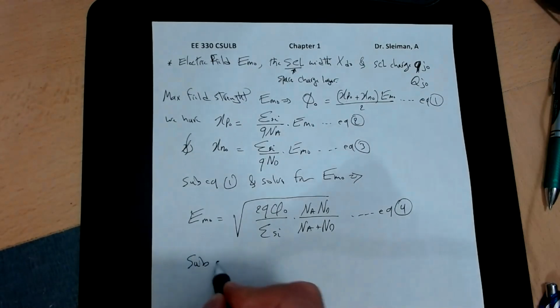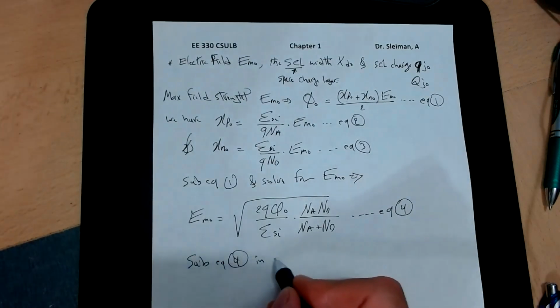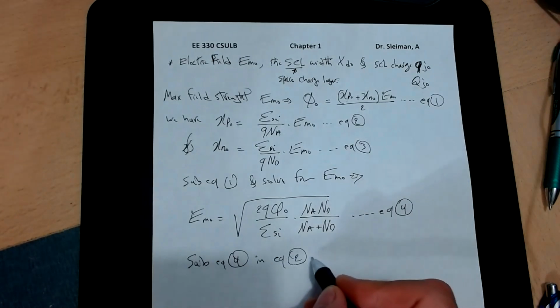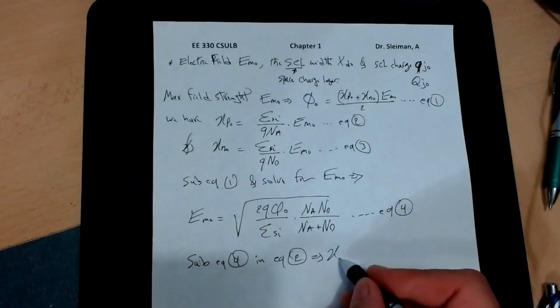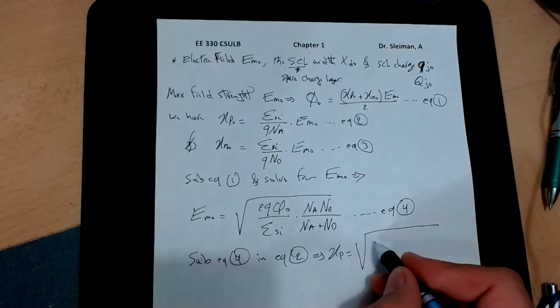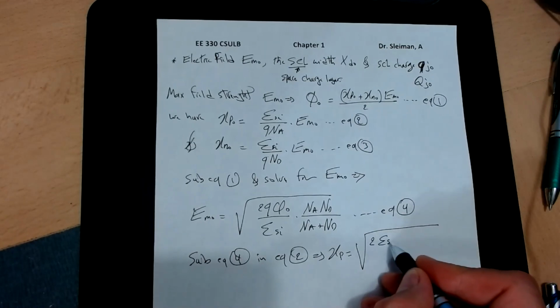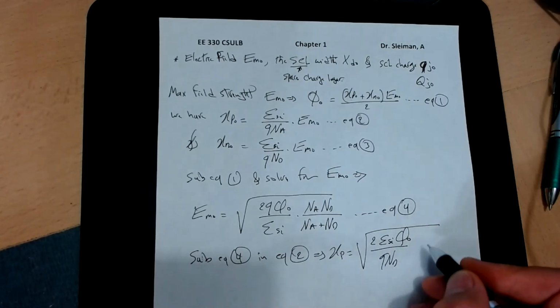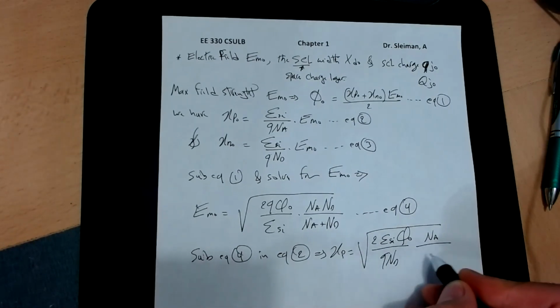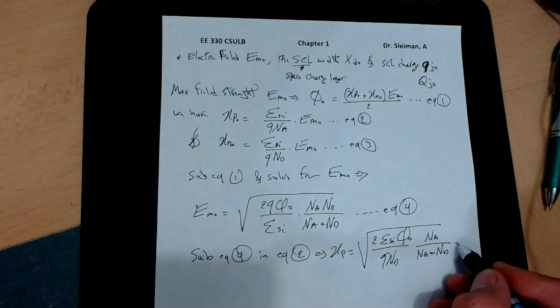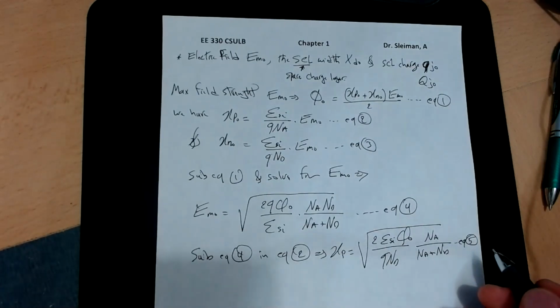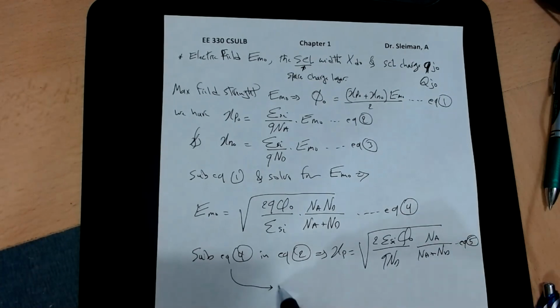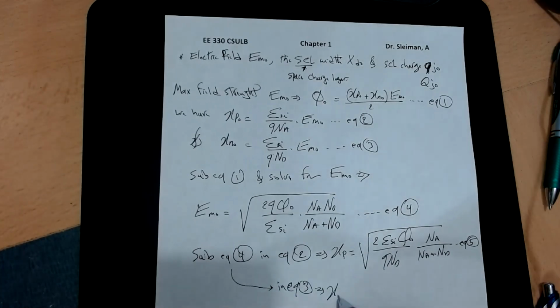We're going to substitute equation 4 in equation number 2. And we can do that in equation number 3 also. P is equal to square root of 2 epsilon for the silicon, phi 0 divided by Q and D, NA plus ND. And this is going to be equation number 5. If we substitute equation number 4 in equation number 3, we're going to end up with the same thing.